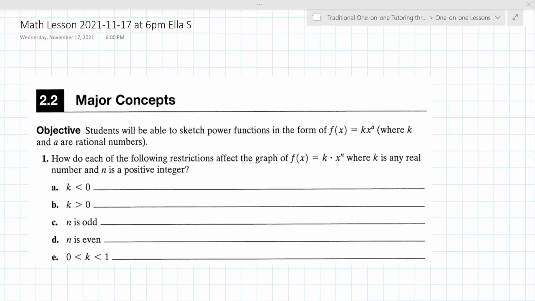Okay, so if k is less than 0, and it's okay to actually write something if you're not sure what to do here. Give me just a moment, please. Okay.